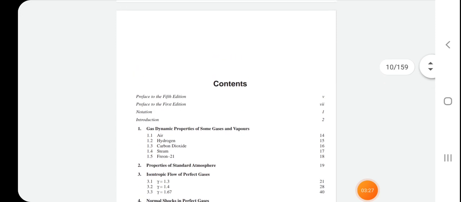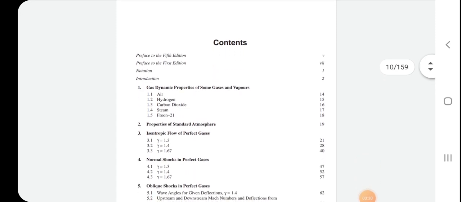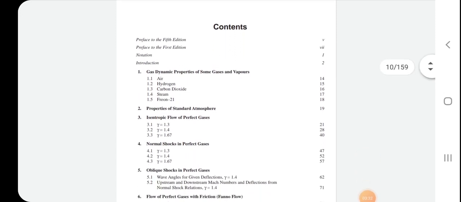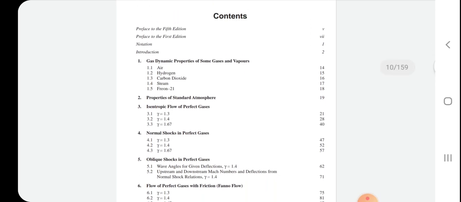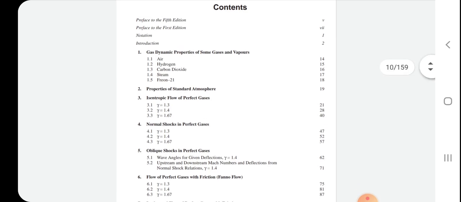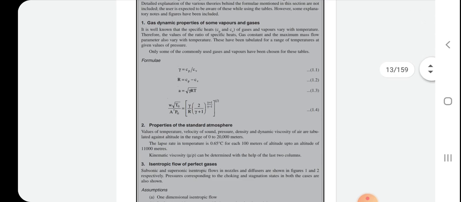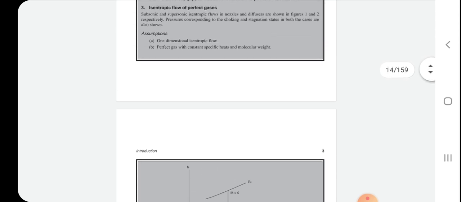So students, this is the gas table. Here you can see the third section is isentropic flow of perfect gas for gamma equal to 1.4. Usually we use the value of gamma as 1.4 for air. So there are three different sections: gamma 1.3, 1.4, and 1.67. According to the question, you select the table. So this is isentropic flow.